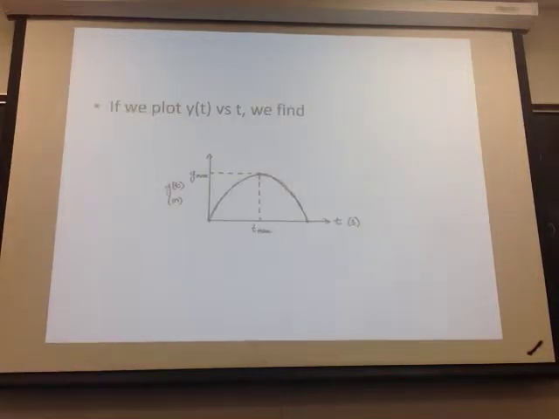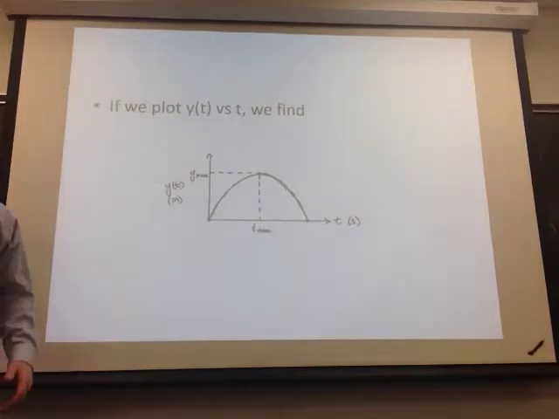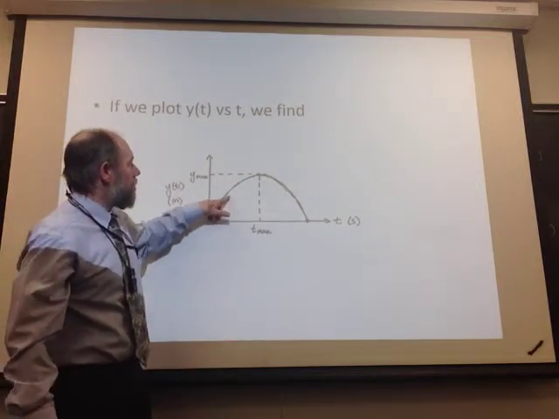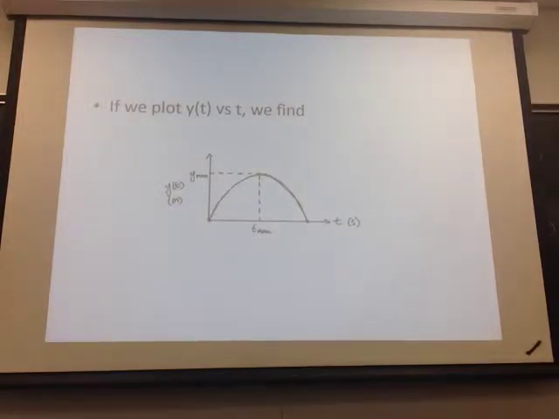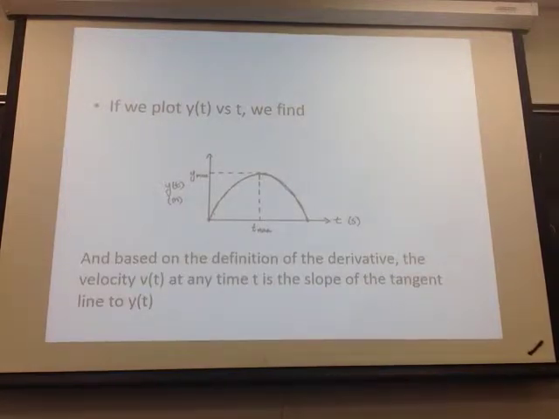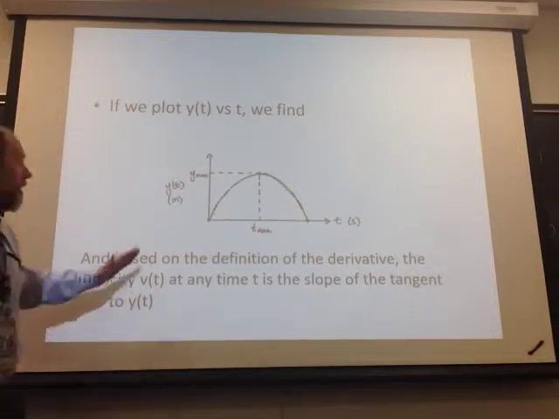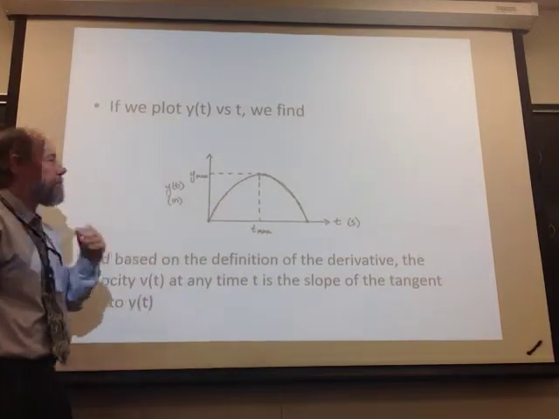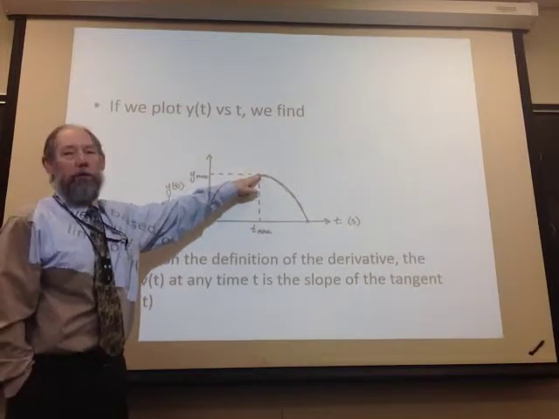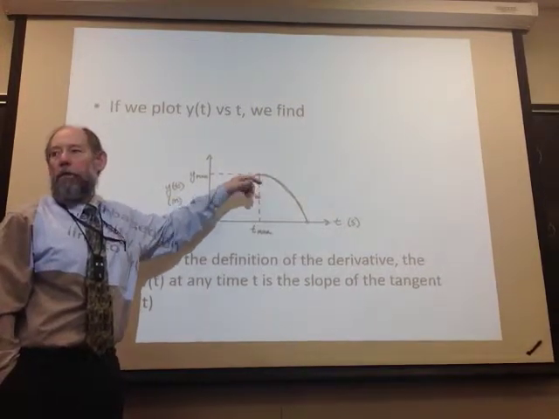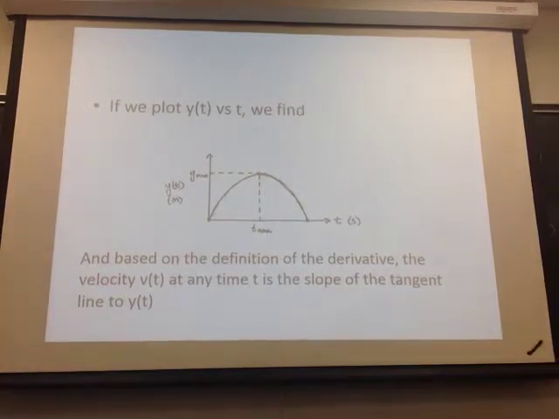And this makes sense. If you throw a ball up in the air, what's going to happen? It's going to go up and then it's going to come down. And so over time, it's going to rise up and then fall down, and it's going to reach some maximum point. So the definition of the derivative, the velocity at any given time, is the slope of the tangent to that line. Right? So what's the velocity here? Okay. What does that mean?